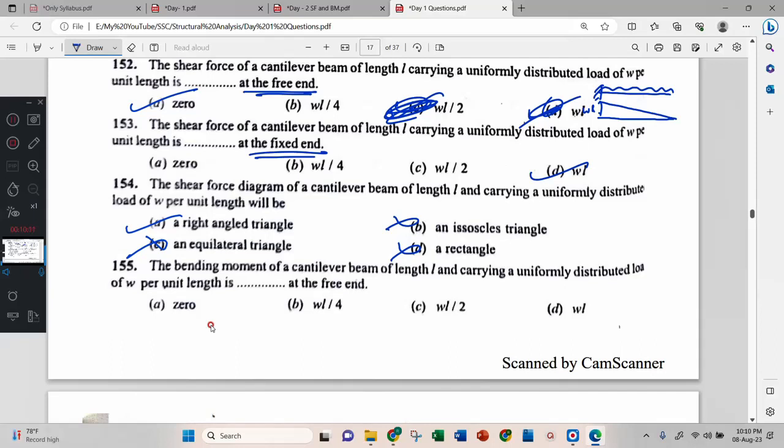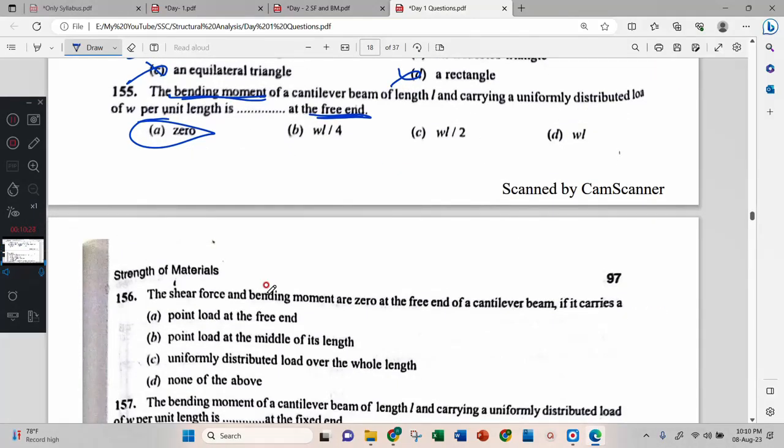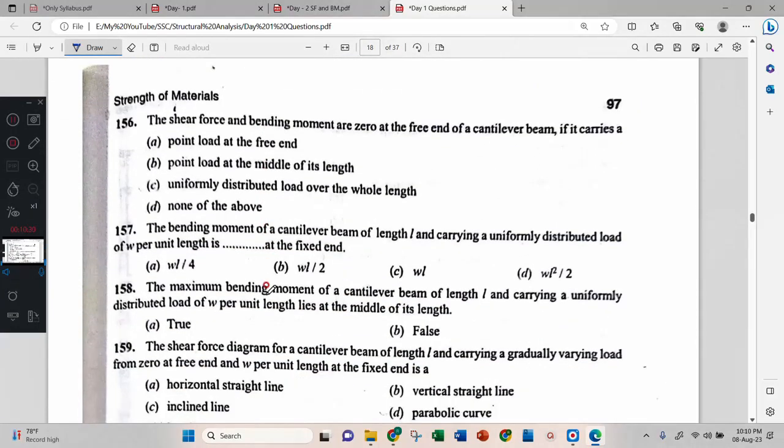Bending moment of a cantilever beam of length L carrying uniform distributed load W per unit length at the free end. Now I am asking about the bending moment. At the free end it is 0.